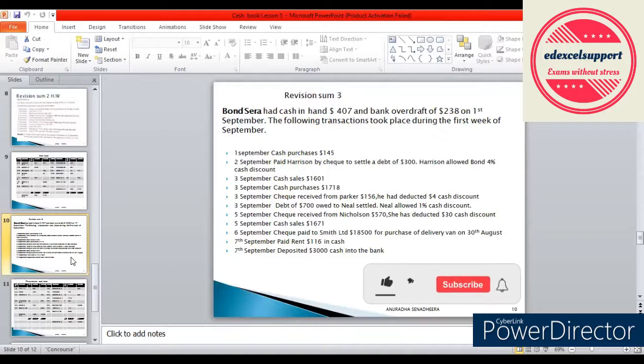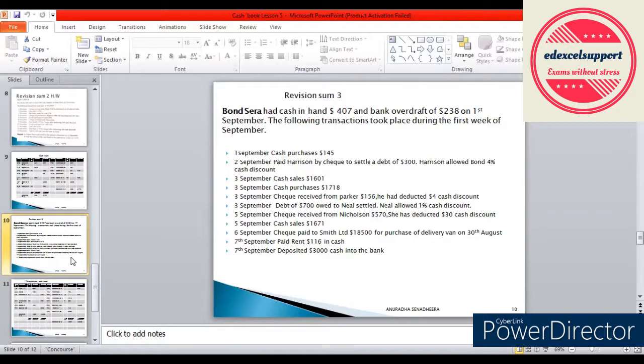3rd September cash sales, 3rd September cash purchase, then check received from Parker and he has deducted 4% cash discount, and debt paid out to Neil to settle, Neil allowed 1% cash discount. Check received from Nicholson 570, and she has deducted $30 cash discounts.